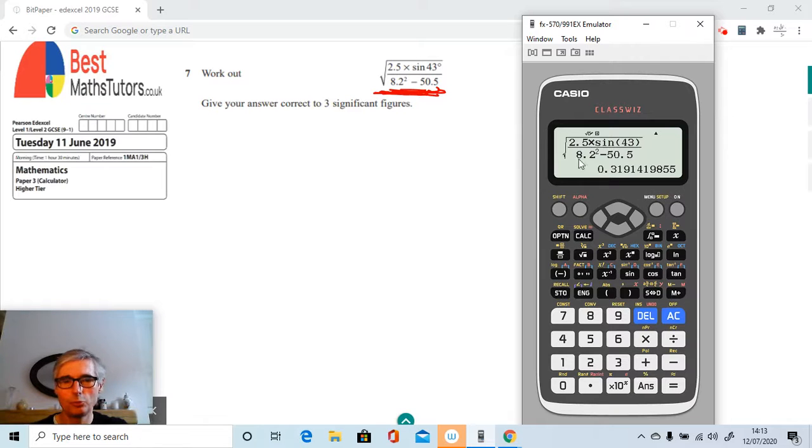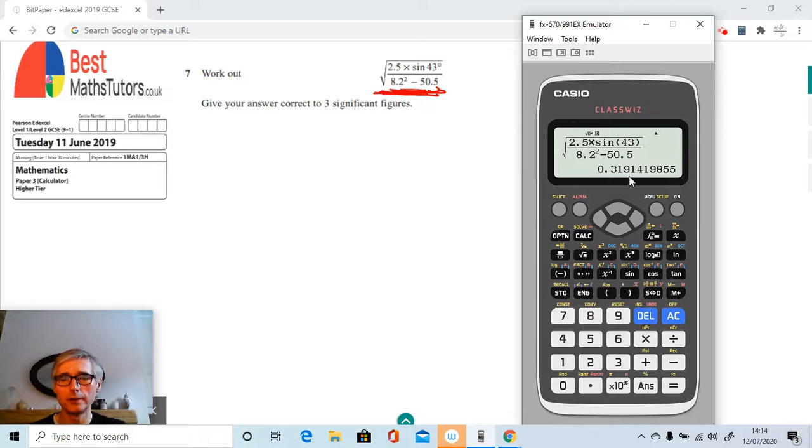So what we're asked to do is do this to 3 significant figures. So we can see what we've got is actually quite a lot of decimal places here. If we're doing significant figures, we're talking counting from the first number that's not a 0. So we can see that's the 3 there, and the 3 is our first significant figure. And then the 1 is our second significant figure, the 9 is our third significant figure, and so on.